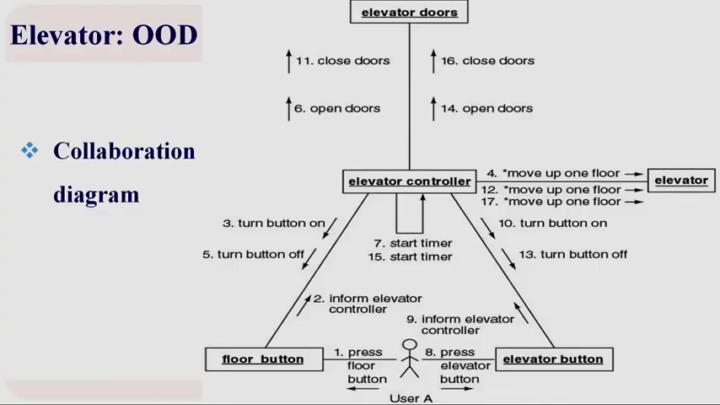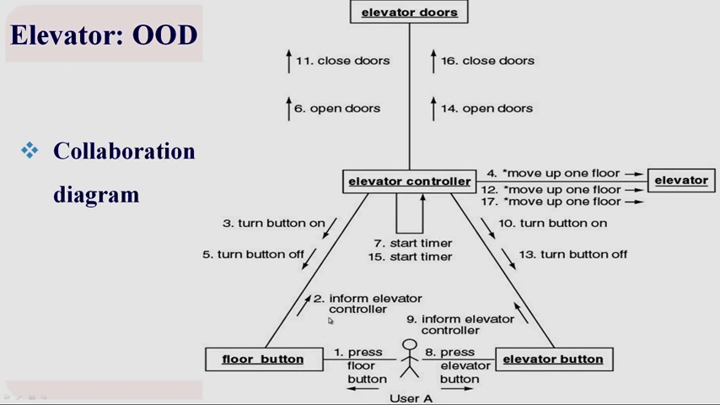Okay, so just now what we have learned is the sequence diagram, and the collaboration diagram is another kind of interaction diagram. Basically, all the things inside the sequence diagram are here for the collaboration diagram. You see that the objects: elevator controller, the elevator user, floor button, elevator, and the elevator doors. All the objects are here, and all the events. See, first, the user presses the floor button. That means the message is sent to the floor button.